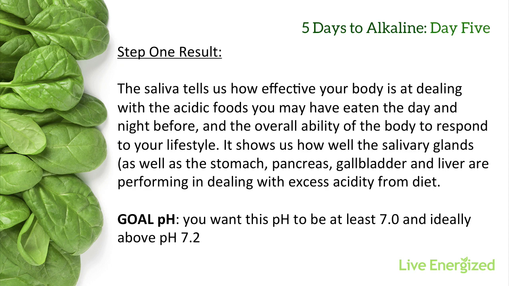It shows us how well the salivary glands, as well as the stomach, pancreas, gallbladder and liver are at performing in dealing with the excess acidity from your diet. Now, the goal pH from this test is at least 7.0 and ideally a little above 7.2.